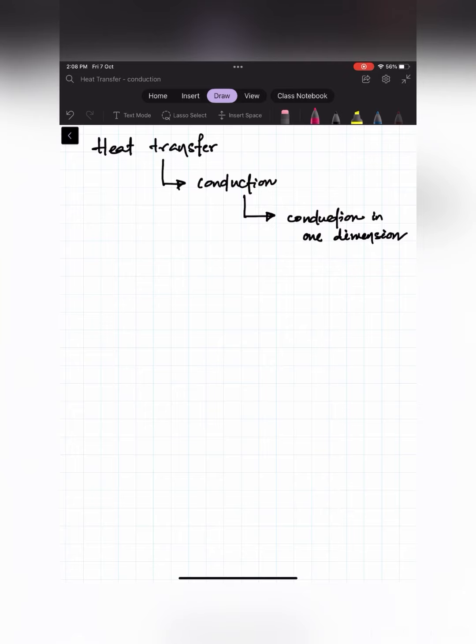So let us consider the case of conduction in one dimension. Let us draw an xy coordinate system here and let us draw a slab. I'm trying to use a different pen here. My lines are not straight, but okay, that looks acceptable. So let's say through the slab the heat conduction is happening in the x direction.